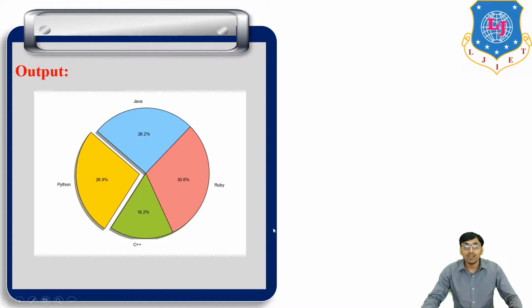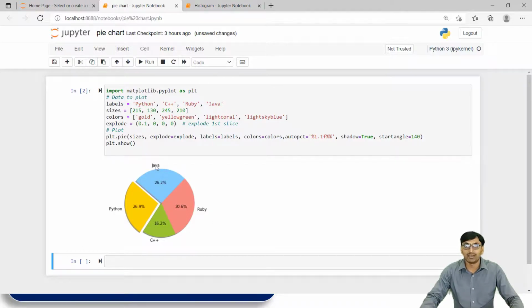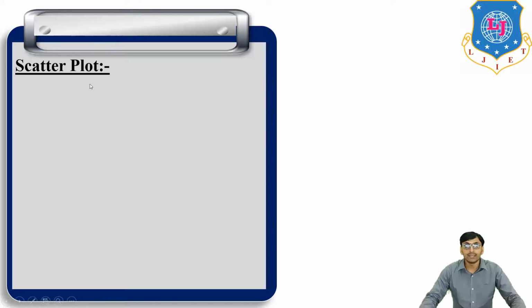Okay. Now this same program we run in Jupyter. So this is the same program: import matplotlib.pyplot as plt. Then this is all the same. And if we run this program again, then we get one pie chart of Python, C++, Ruby and Java. These four elements are presented in this chart percentage wise.